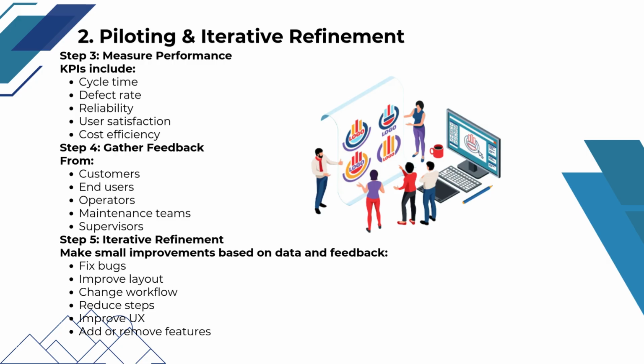Based on this data and feedback, iterative refinements are made by fixing bugs, improving layouts, adjusting workflows, reducing unnecessary steps, enhancing user experience, and adding or removing features, ensuring the design is optimized before full-scale implementation.